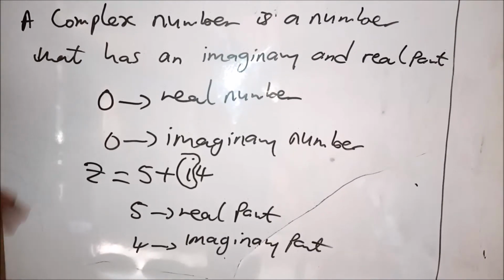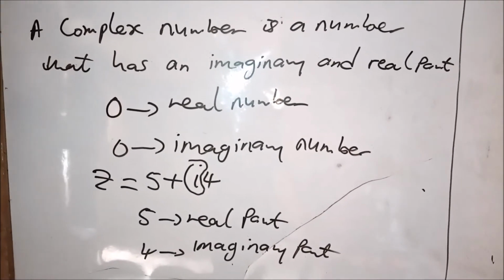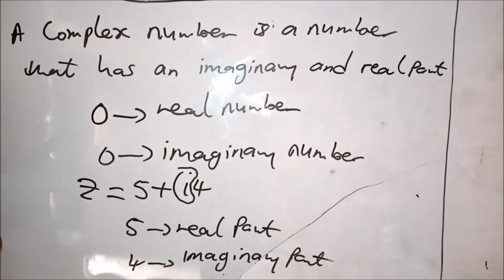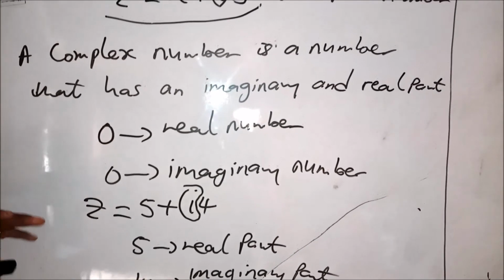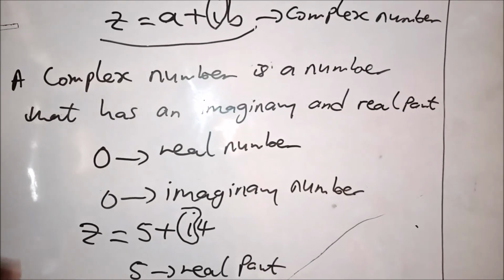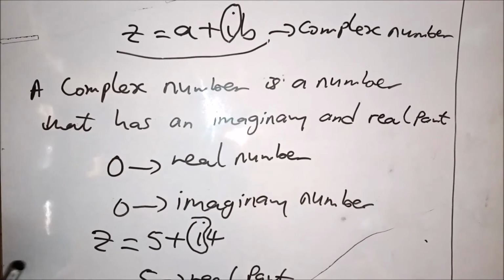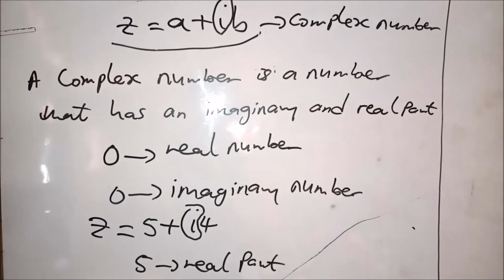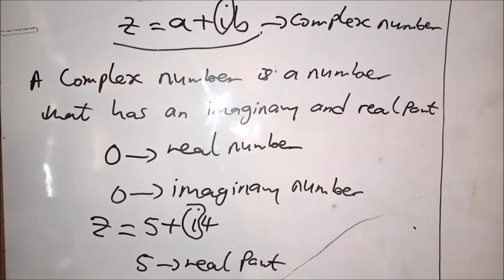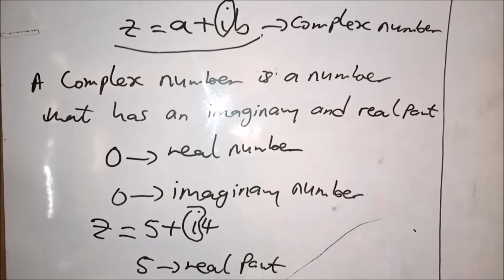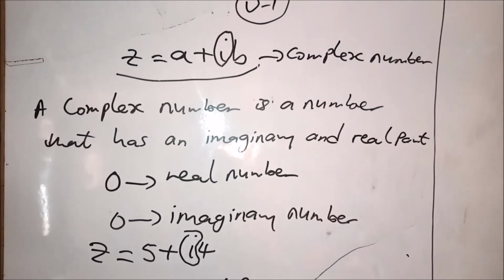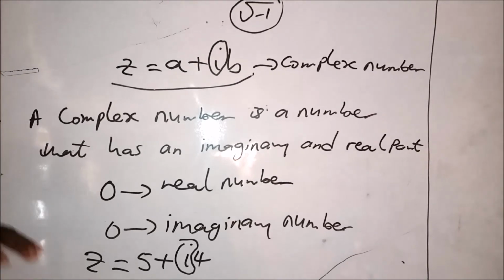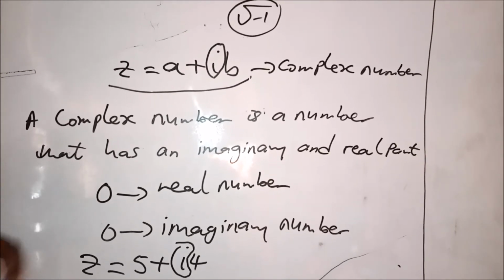Now, complex numbers can be in different forms. But in mathematics in general, we have three main forms of complex numbers. We can still have other forms of complex numbers, but the three in question are known as the three main forms of a complex number.